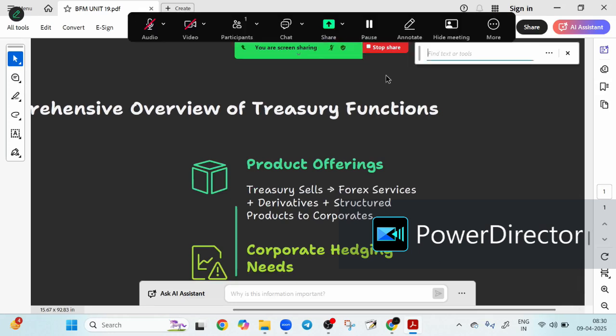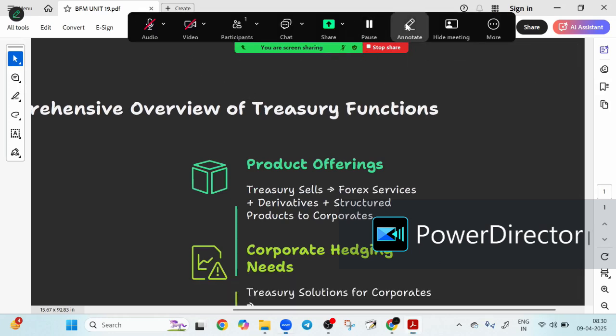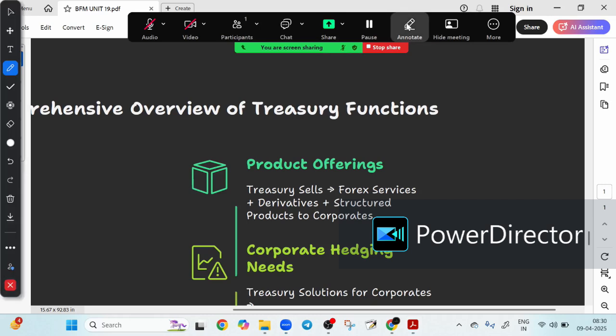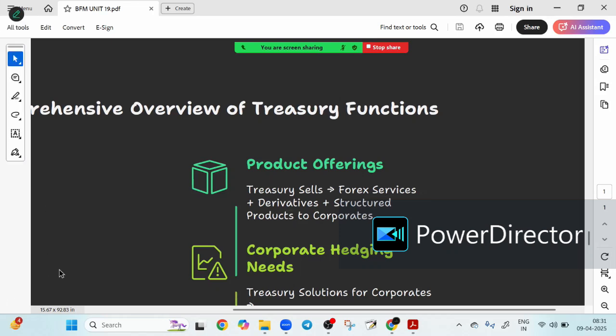What does product offering mean? Whenever I say product offering, it means that treasury acts like a product house, right? So what is the meaning of product house? That they sell forex services, and they sell derivatives, they sell structured products, right? Especially designed to meet the needs of corporate clients. So they sell all these to meet the needs of the corporate client, right? That is called product offering. It is customization with financial expertise.